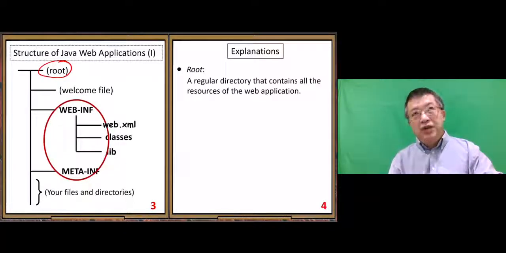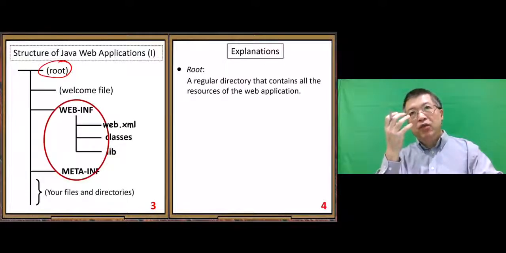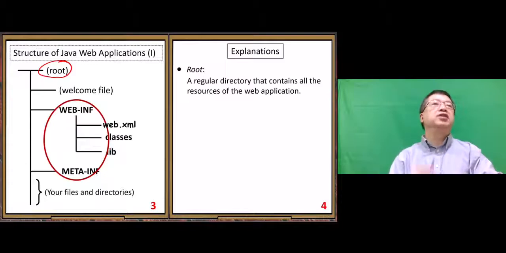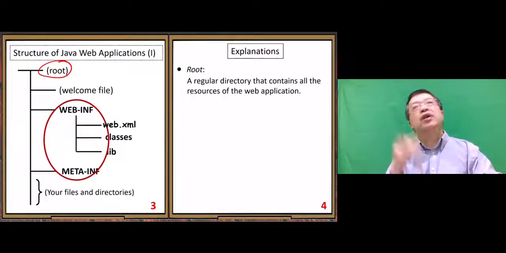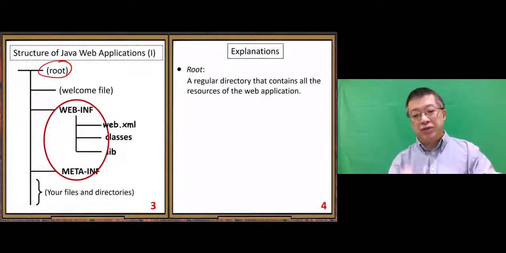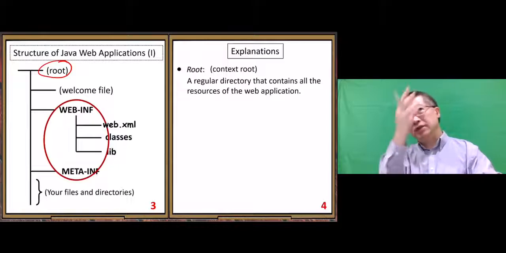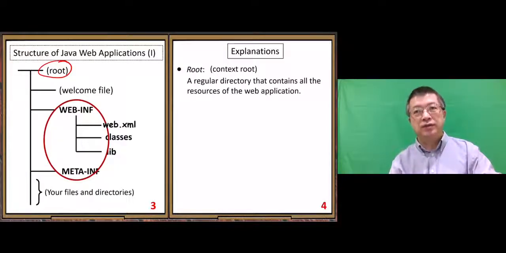For your web application, you need to start somewhere. So we make a root directory. It is just a regular directory. You create a folder and you put everything of your web application inside that folder. So that's the root of our web application. Sometimes we refer to it as the context root. Yeah, that's our context root.